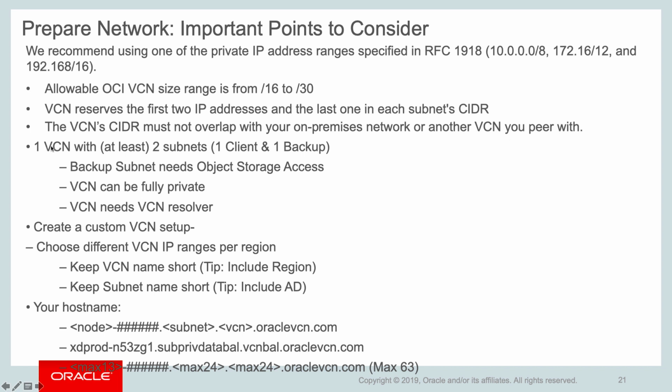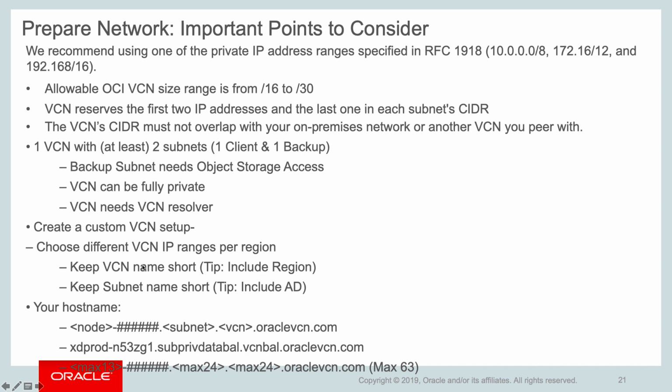For ExaCS deployment, you need at least a VCN with two subnets, one for client and the other one for backup subnet. Backup subnets are going to use object storage access. VCN could be fully private and it needs a VCN resolver. You should be creating a custom VCN for ExaCS deployment, and you should choose a different VCN IP range per region.